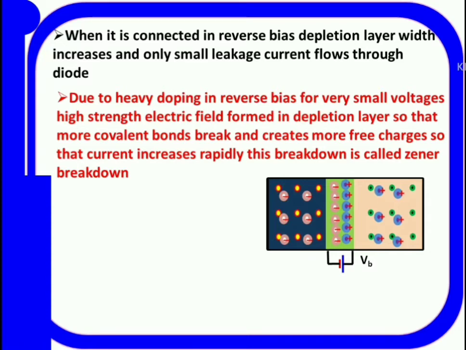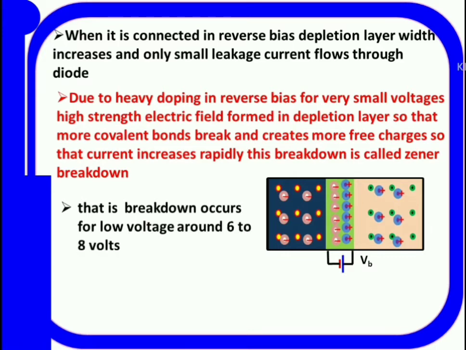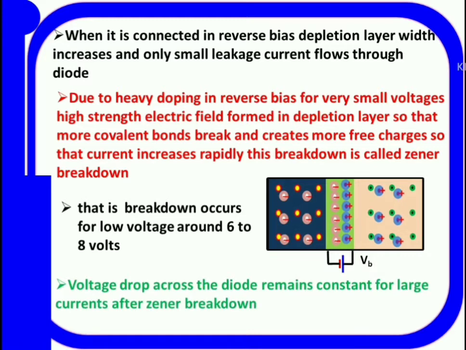But here the diode is under our control only. This type of breakdown is called Zener breakdown. So due to heavy doping, with very little voltage, around 6 to 8 volts only, you will get the breakdown. Because of this breakdown, reverse current increases rapidly, exponentially, but the diode is under our control. That means if you reduce the voltage, then again the diode comes to its original position. This type of breakdown is called Zener breakdown.